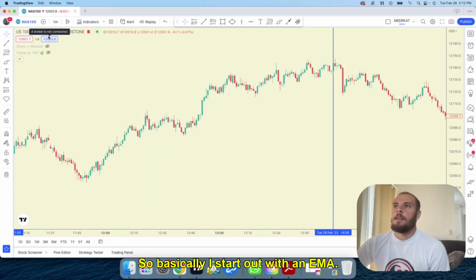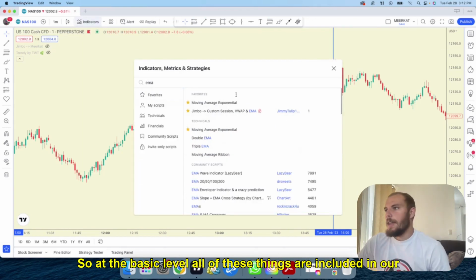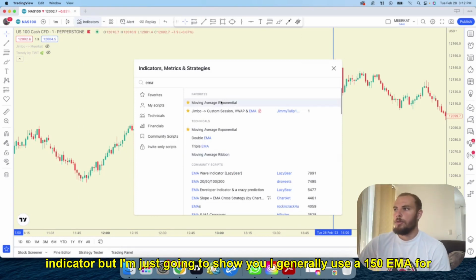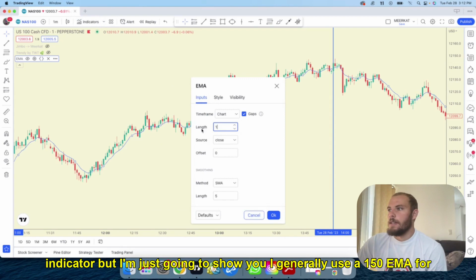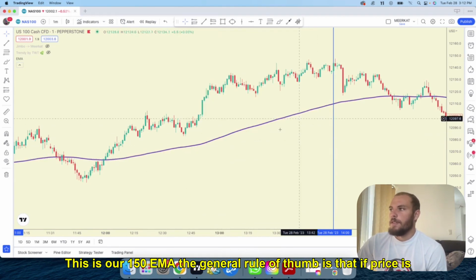So basically, I start out with an EMA. At the basic level, all of these things are included in our indicator, but I'm just going to show you. I generally use a 150 EMA. For source, I'll use HLC3. This is our 150 EMA.